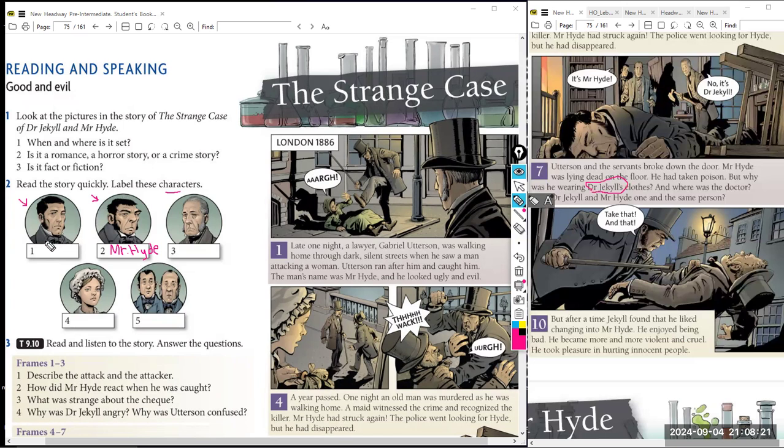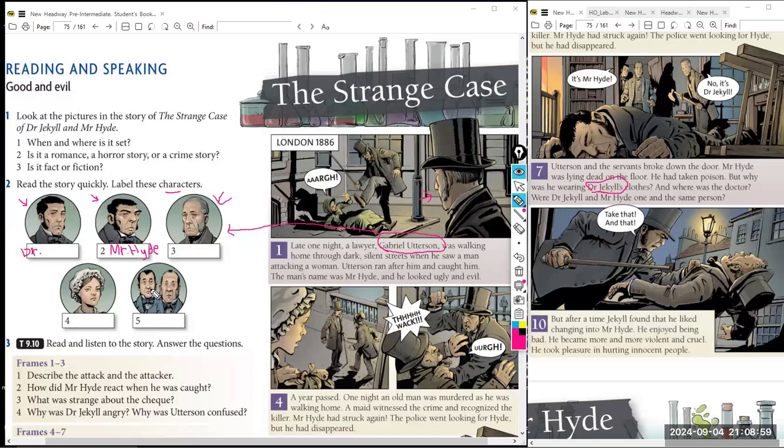This person is really ugly. So Dr. Jekyll. Please write it. This is it. Dr. Jekyll. Now, who is this? The friend of Dr. Jekyll. The lawyer. But what is the name of the lawyer, Hiba? Gabriel. Thank you. Gabriel Utterson. Thank you so much. Okay. This is the person of this story.